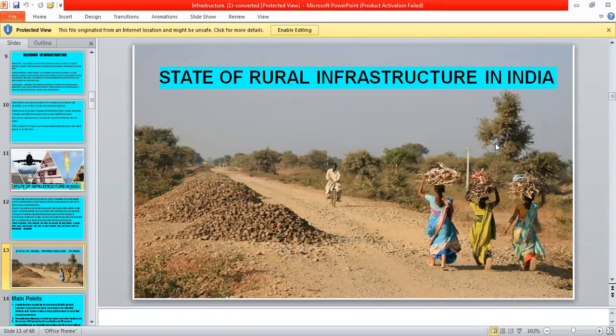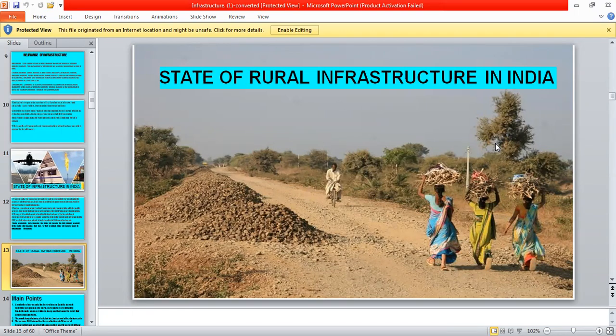Today we are studying the second part of the chapter on infrastructure for class 12. Now in infrastructure, in part 1, we did the importance of infrastructure and the different kinds of infrastructure, that is economic infrastructure and social infrastructure. When we talk about economic infrastructure, we talk about power, energy, transport and communication. And when we talk about social infrastructure, we talk about education and health.